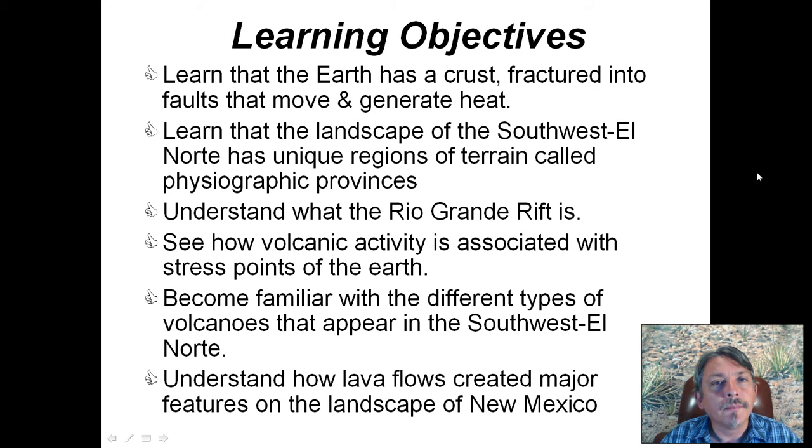Let's review. In summation, I believe you have learned that Earth has a crust. It's fractured into what they call tectonic plates, and further fractured into what they call faults. They move and generate heat and sudden movement, sometimes in the form of earthquakes. They also are from which vents of magma emerge to the surface. You've also learned that the Southwest del Norte has unique regions of terrain and also geology underneath called physiographic provinces.